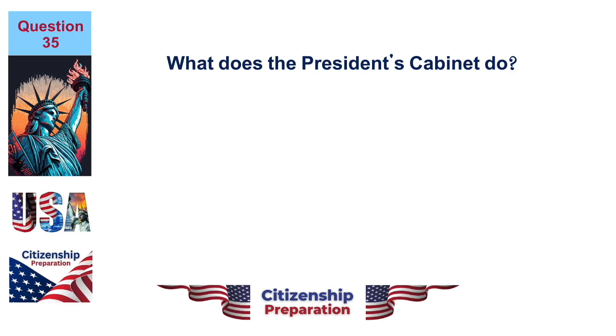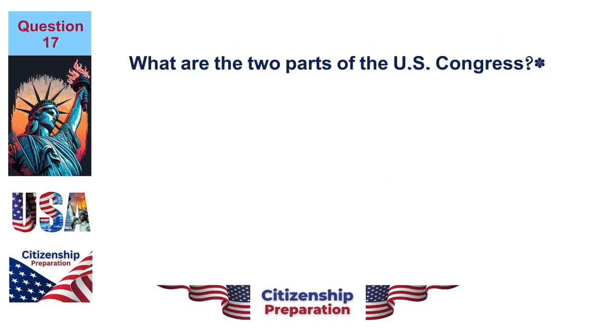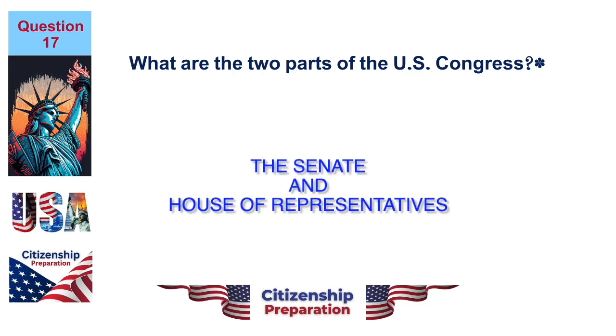What does the President's Cabinet do? Advises the President. The idea of self-government is in the first three words of the Constitution. What are these words? We the people. What are the two parts of the U.S. Congress? The Senate and House of Representatives.